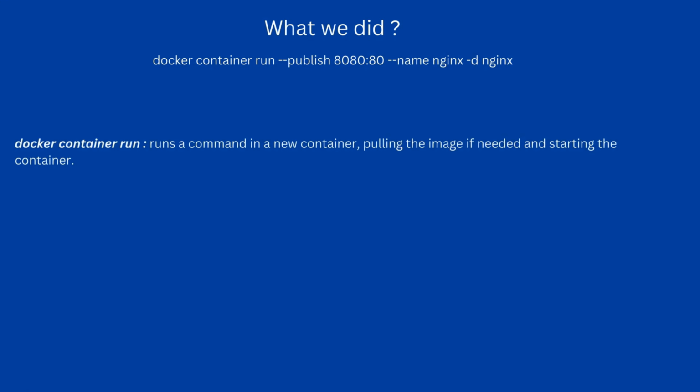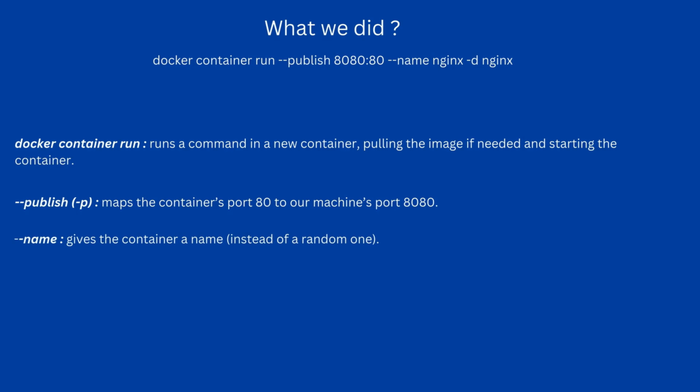Here's what we did. We used the docker run nginx command. This tells Docker to pull the nginx image, a web server, from Docker Hub if it's not already downloaded, and then start a new container with it. We used some flags to specify how we would like to run the Docker image. --publish 8080:80 maps the container's port 80 to our machine's port 8080. --name nginx gives the container a name instead of a random one. -d runs the container in the background, detached mode.